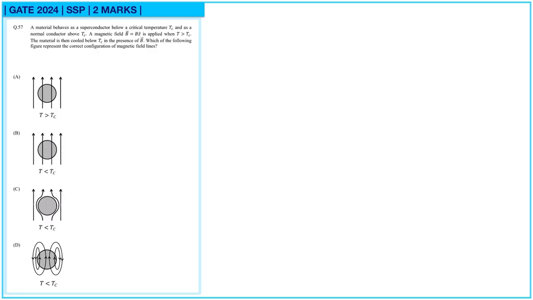Next, a material behaves as a superconductor below critical temperature Tc and as a normal conductor above Tc. A magnetic field B bar is equal to B z cap is applied when temperature is greater than Tc. The material is then cooled below Tc in the presence of B bar. Which of the following figures represents the correct configuration of magnetic field lines? So if temperature is less than Tc, then it is a superconductor, so it will act as a perfect diamagnet. So this option is correct for T less than Tc. And when temperature is greater than Tc, in that case it is not a perfect diamagnet. So option A is correct. So here options A and C are correct.